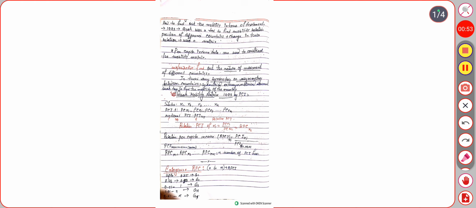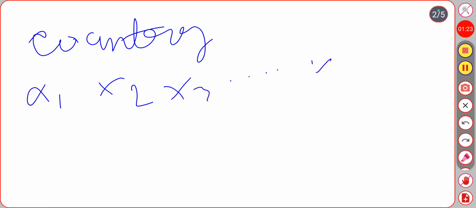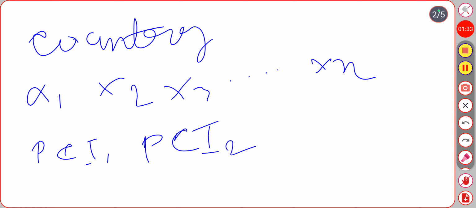and the per capita income for state 1, or we can say country x1, and different countries x1, x2, x3 up to xn, and the per capita income also denoted as per capita income 1, per capita income 2 up to per capita income n. The nth number of per capita income is considered here.